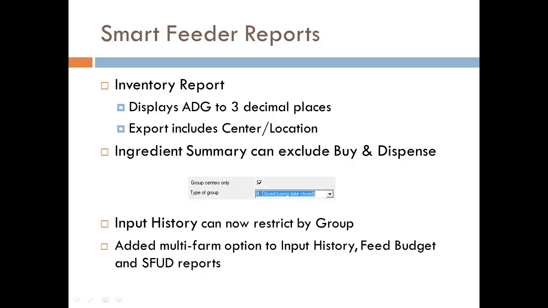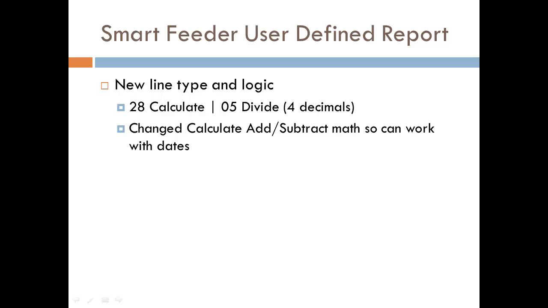So there's like 5 or 6 reports now, counting others, that you can run across data files. And we have a new user-defined logic calculation that divides to 4 decimal places. We can do math with dates now. You can get number of days since pay line started, or days on feed after pay line, if you pick those dates.